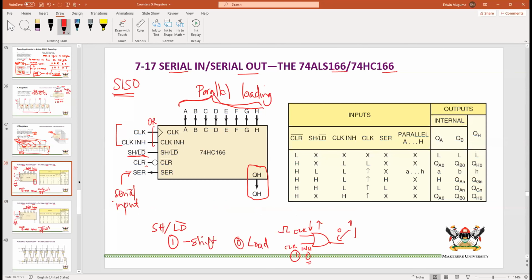Right, so let us look at this table and try to understand it. Here we have inputs, and we have outputs, and then we have QH. This is the actual output that we see, but we know what is happening inside since it is a sort of shift register type. Now these internal ones, they just put 2, but it's really from QA, QB, QC, QD, QE, QF, and I think QG, 7 of them. So this is an 8-bit serial in, serial out register.